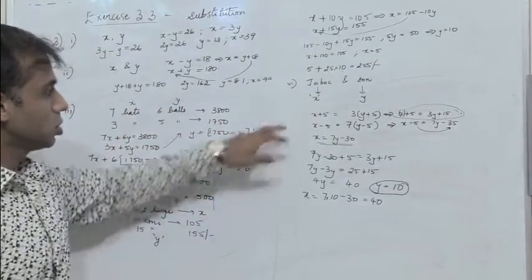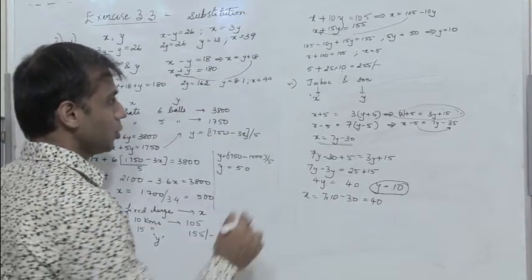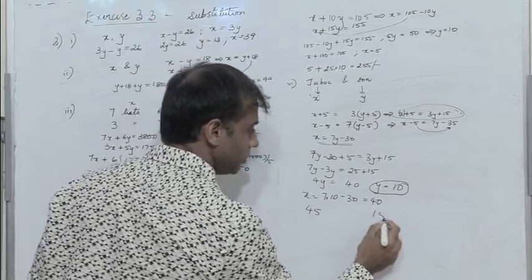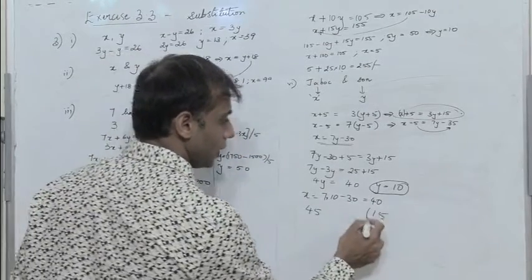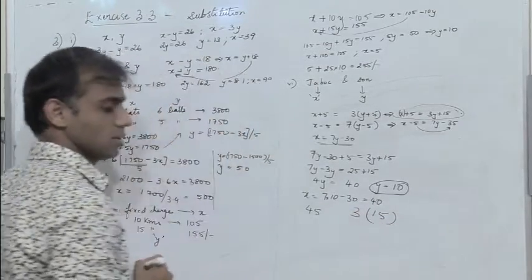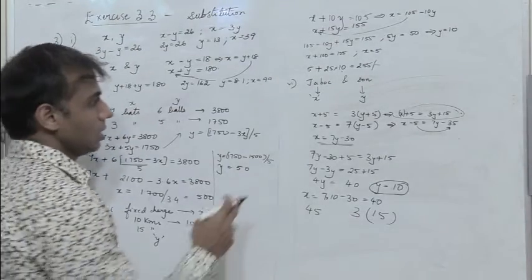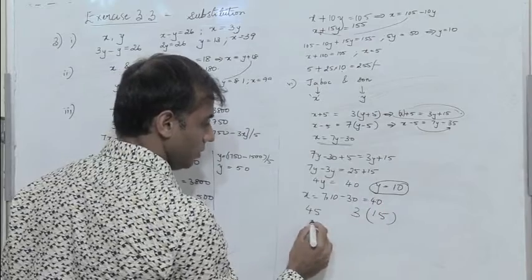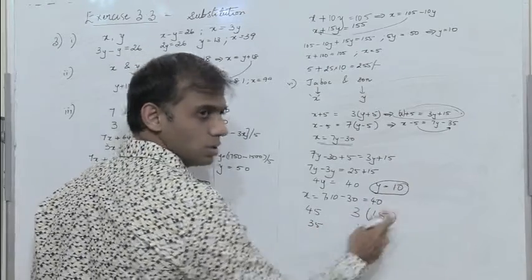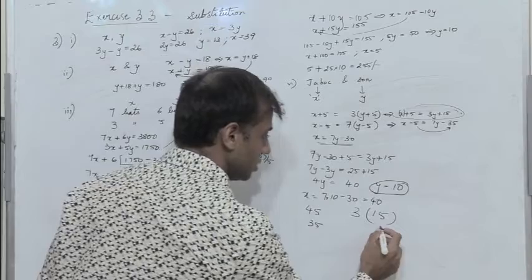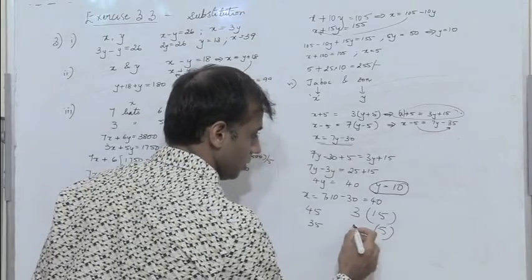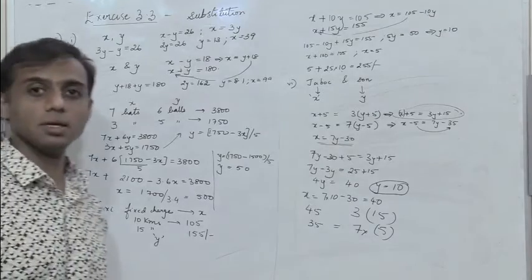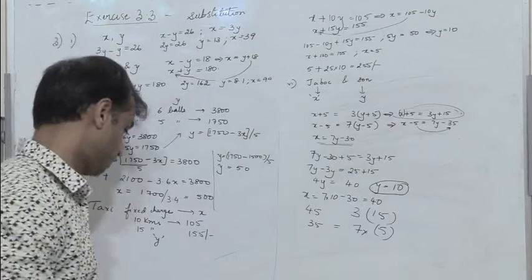Now is this condition true? Let's check. So 5 years hence, the father will be 45, son will be 15, and the father is 3 times as old as the son. 5 years ago, what was the father's age? 40 minus 5, which is 35. The son was 10 minus 5, he was 5 years. So 5 into 7 is 35. So the father was 7 times as old as his son 5 years ago.